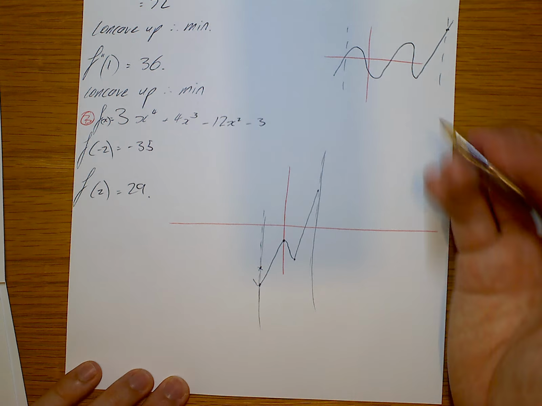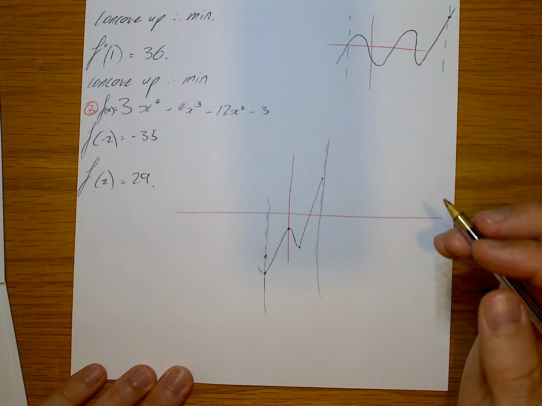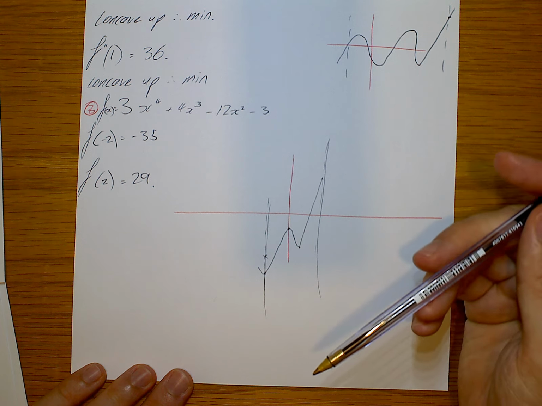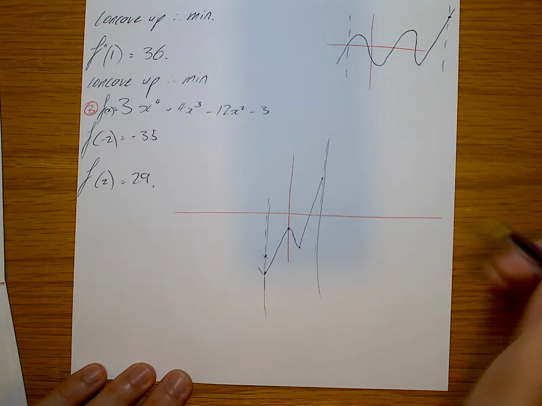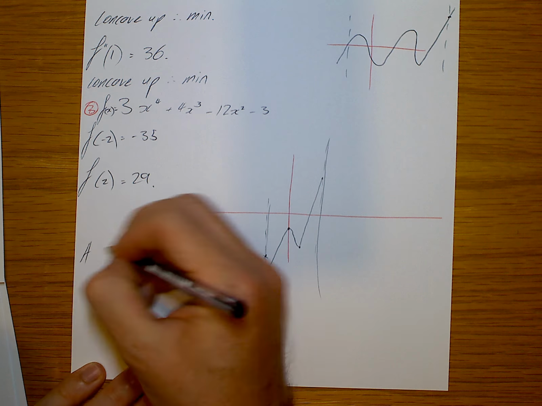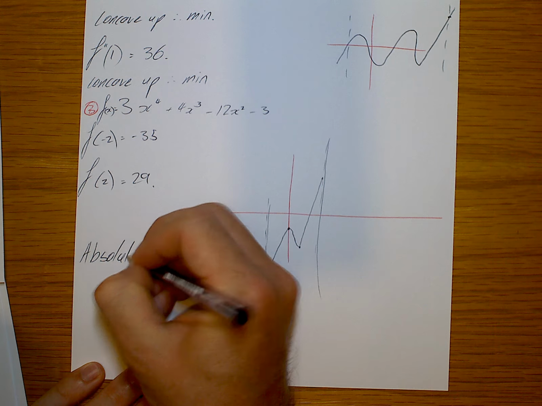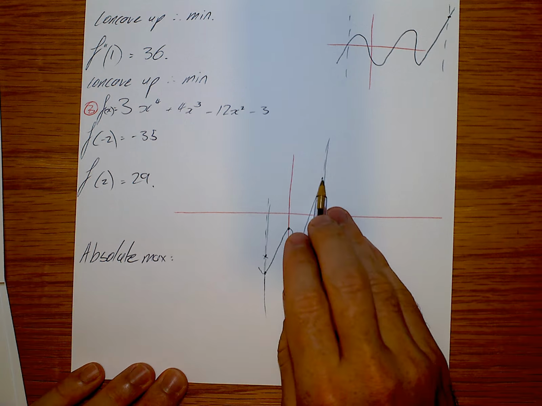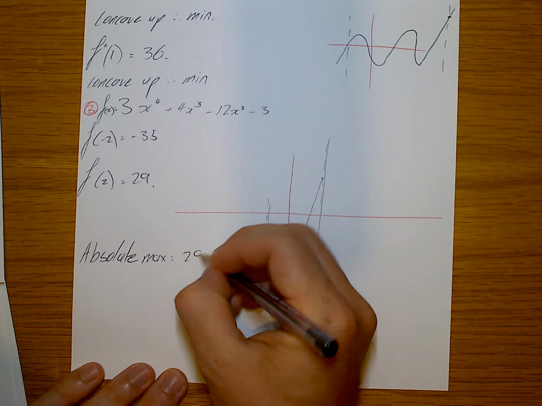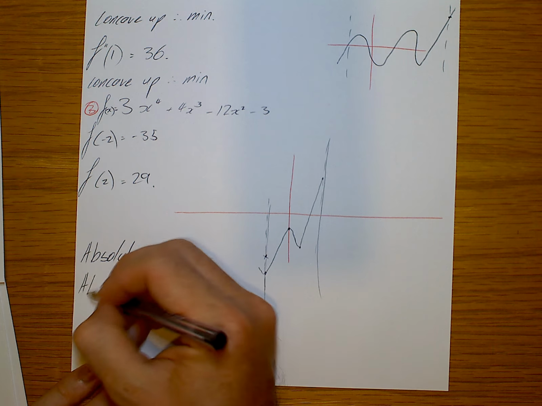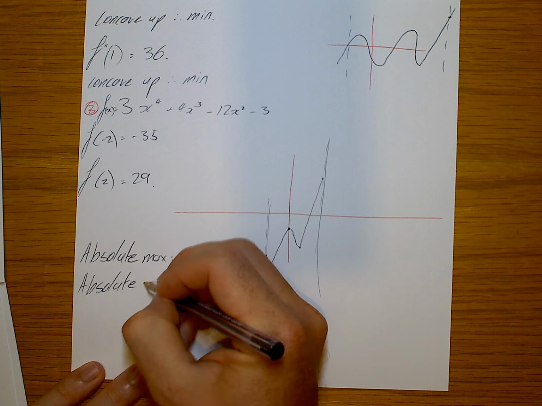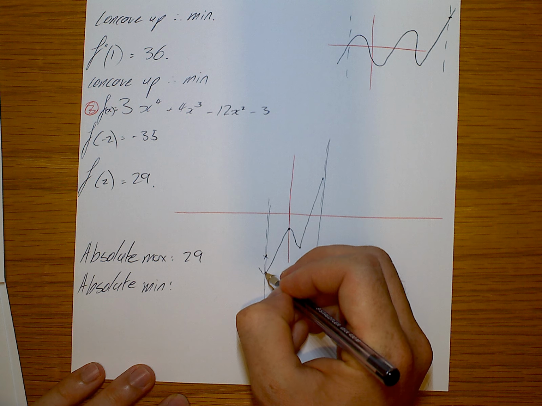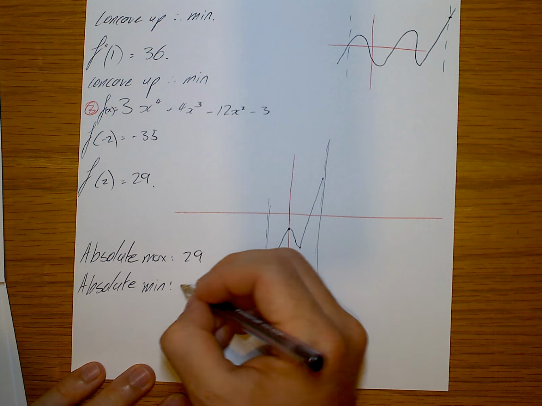What is our absolute and our relative, I guess, y values for that domain that we have set? Okay, let's go with the absolute max, and that is going to be this y value here, which is 29. Our absolute min will be this one here, and that was -35.